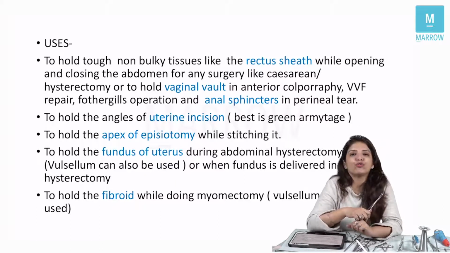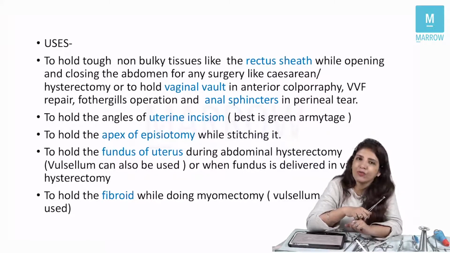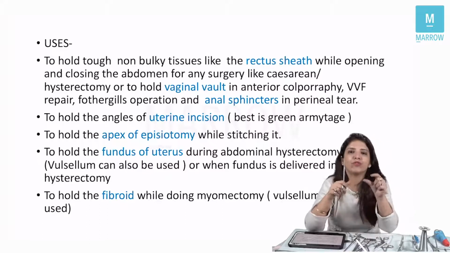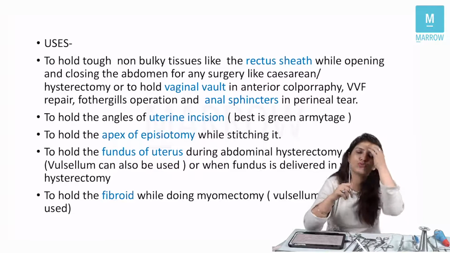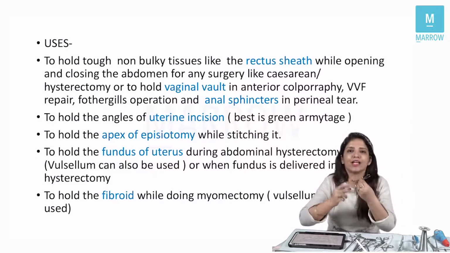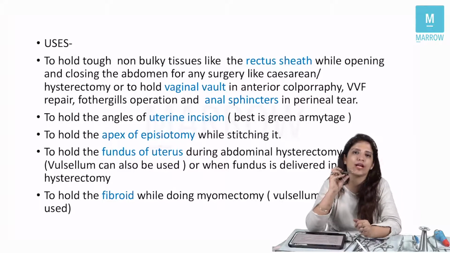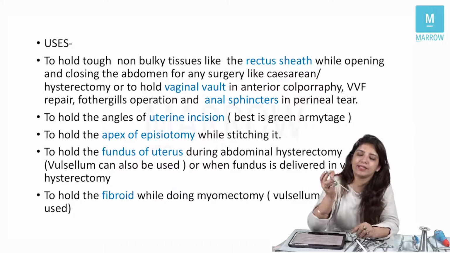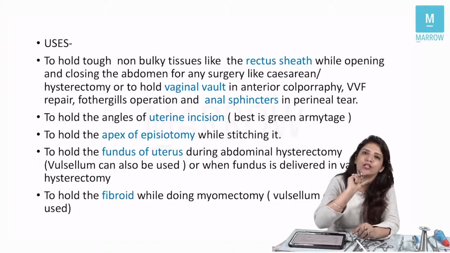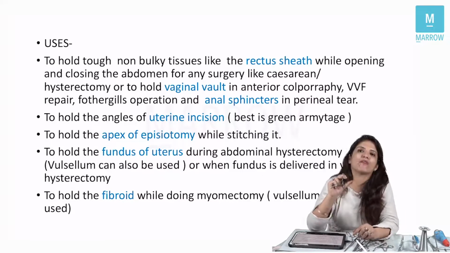Suppose you have to do a surgery on the cervix of a child. Now, the cervix of the child will be very small, right? So a vulsellum is not good for that purpose. In that case, you can use Alice forceps to hold the cervix of a female child instead of using a vulsellum. So these are all the uses which you have to remember about the Alice forceps.